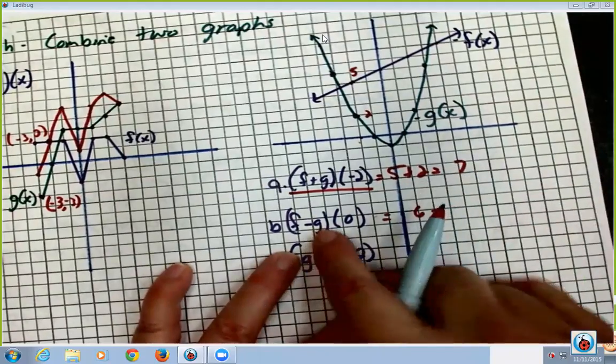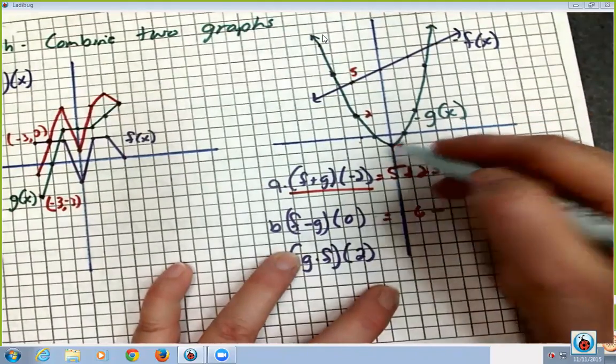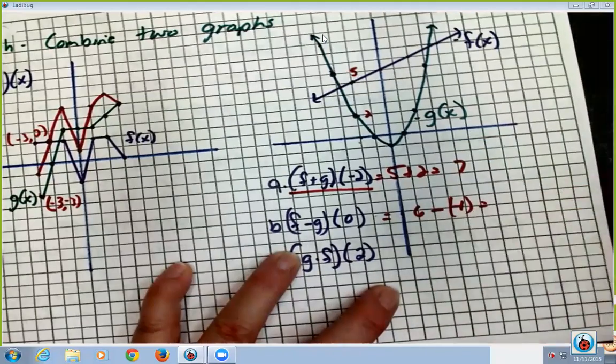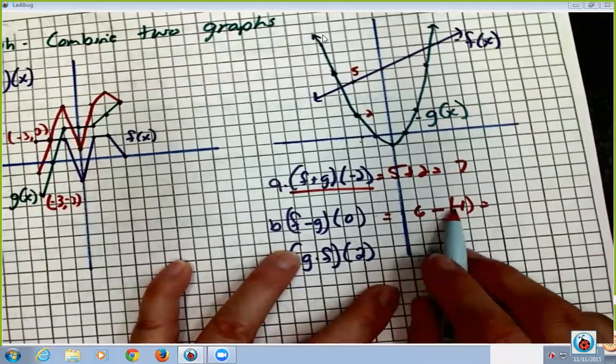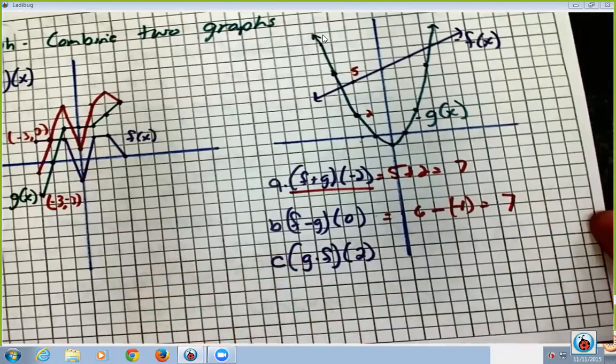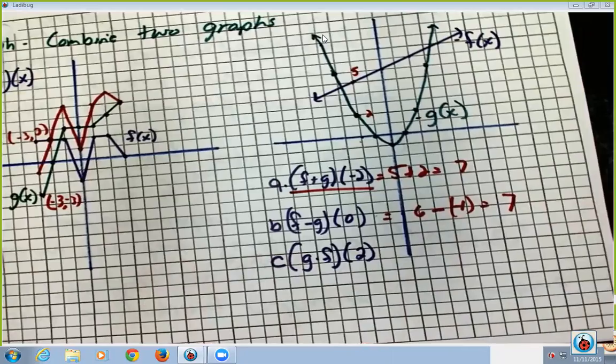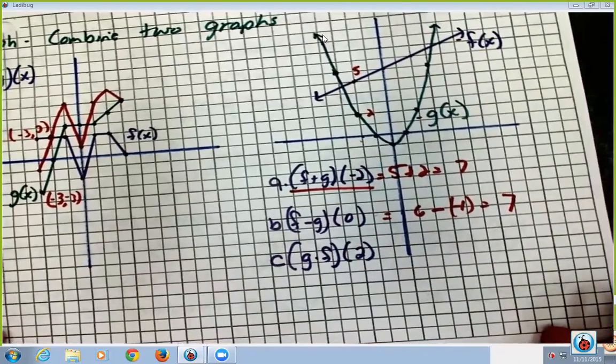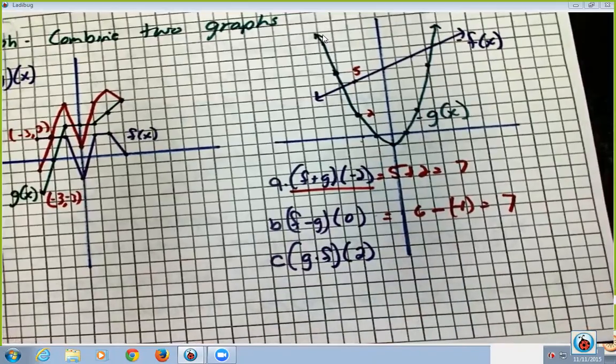But I want F minus G, and G at 0 is a negative 1. So what would I get? 6 minus a negative 1, or 6 plus 1, is equal to 7 for that one. So all I did was go locate on my graph where that happens to be, and then I just stick them together and combine them.